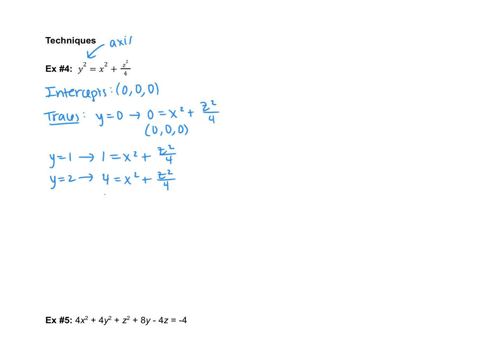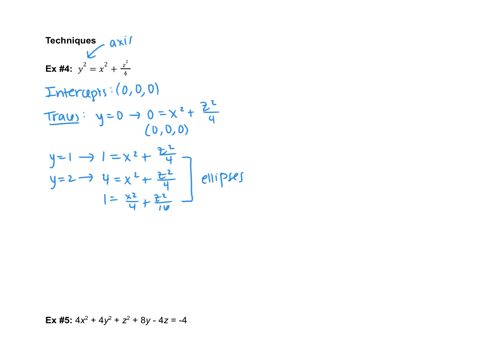If y is equal to 2, we're going to get 4 is equal to x squared plus z squared over 4, which we often wrote as x squared over 4 plus z squared over 16. So hopefully we can see all of these are giving us ellipses.